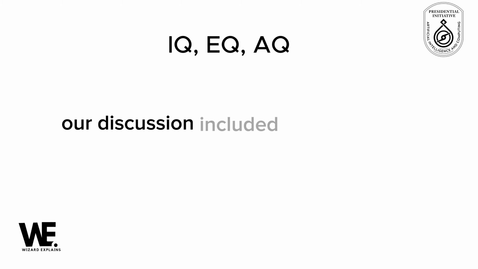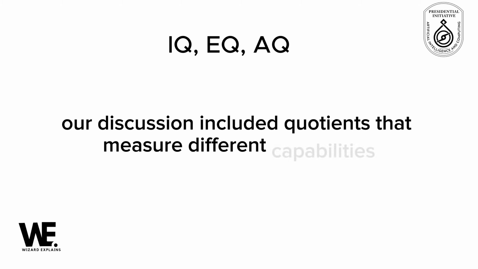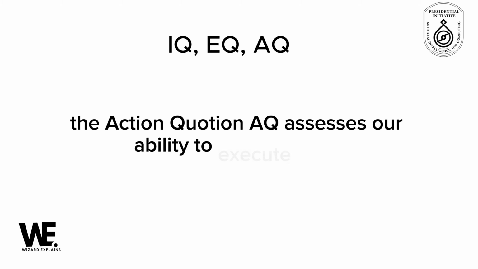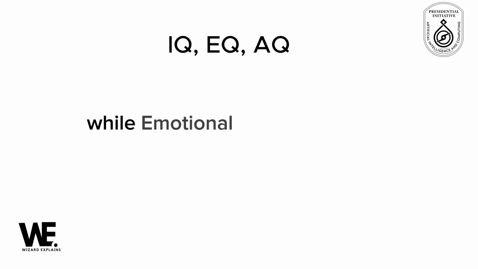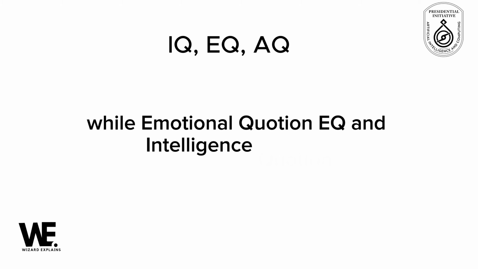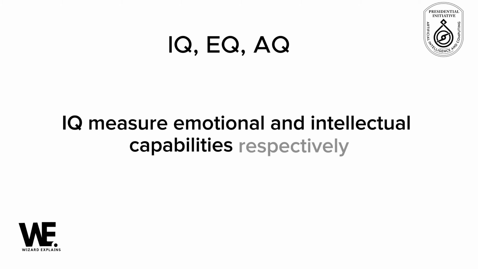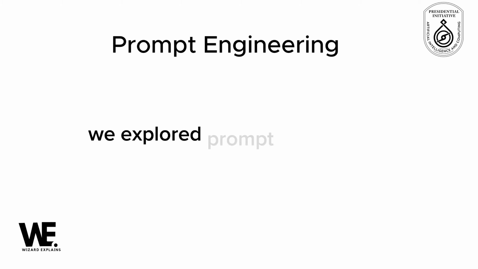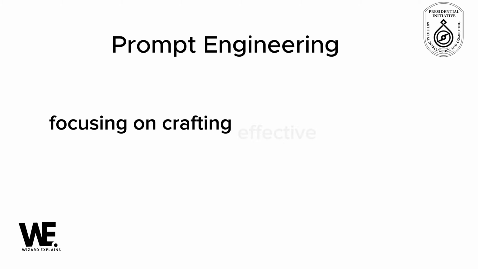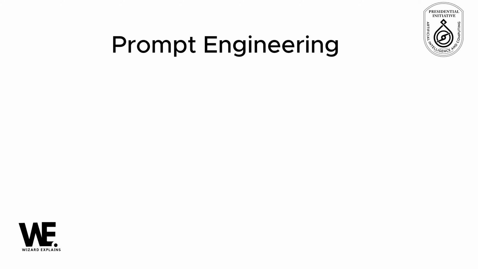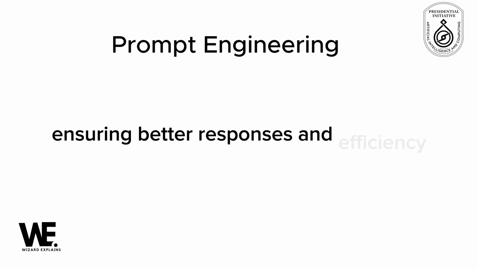Our discussion included quotients that measure different capabilities. The action quotient, AQ, assesses our ability to execute tasks, while emotional quotient, EQ, and intelligence quotient, IQ, measure emotional and intellectual capabilities, respectively. We explored prompt engineering, focusing on crafting effective prompts for interacting with AI models, especially GPTs, ensuring better responses and efficiency.